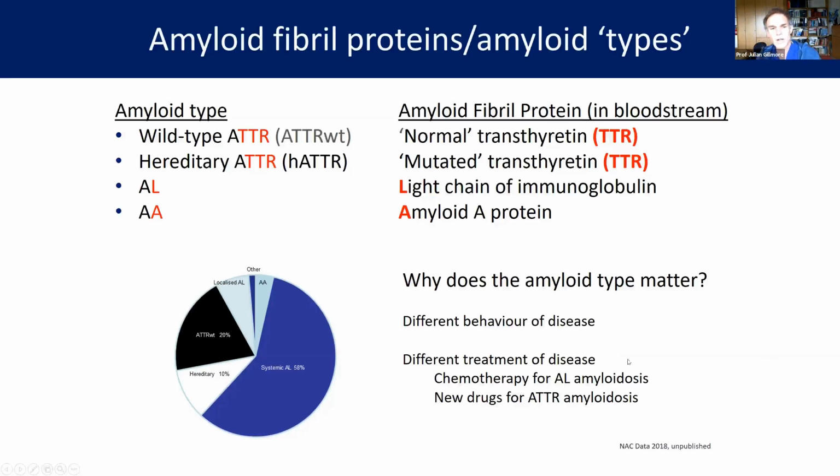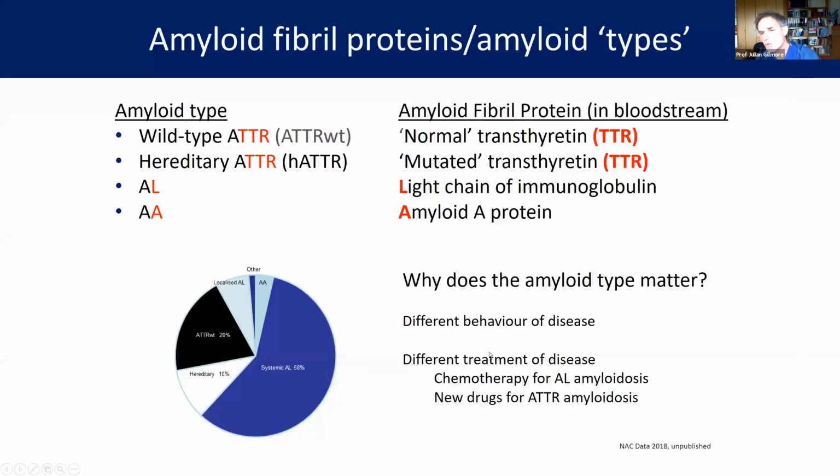And this graph at the bottom here is just to show you that about 30%, the vast majority of patients we see with hereditary amyloidosis have hereditary ATTR type amyloidosis. So ATTR amyloidosis accounts for about 30% of patients that we see here at the National Center.